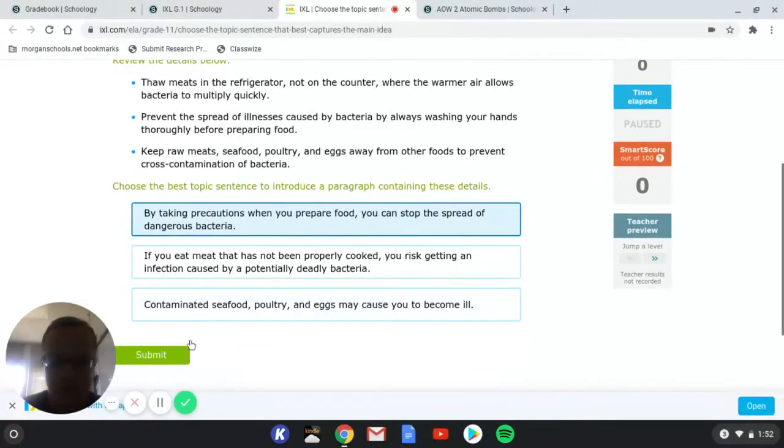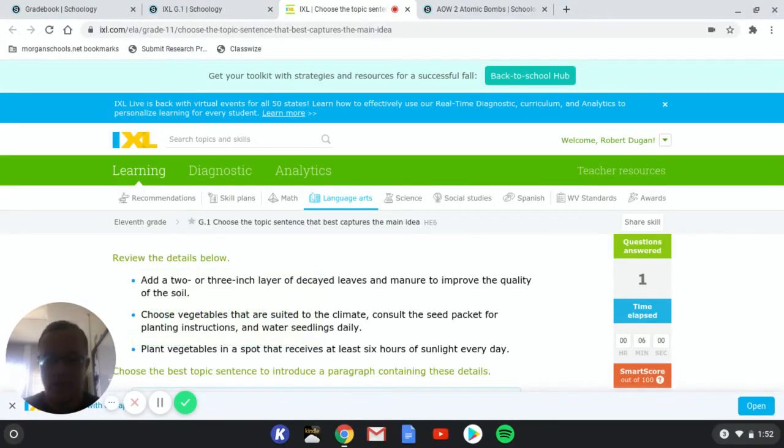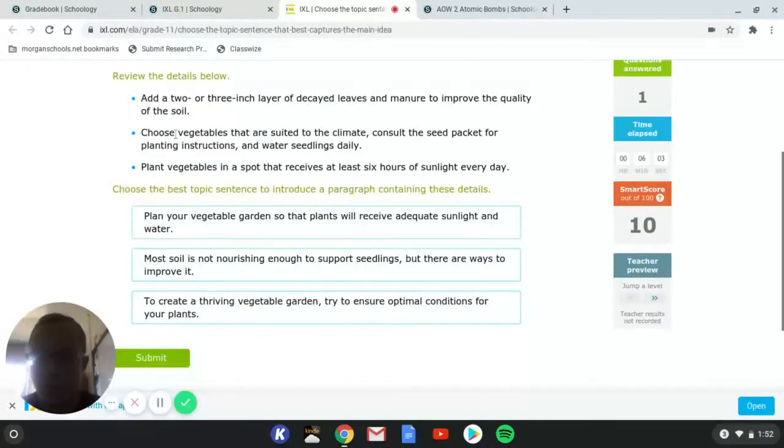Okay, let's do one more here at this level. Add a 2 or 3 inch layer of decayed leaves and manure to improve the quality of the soil. Choose vegetables that are suited to the climate. Plant vegetables in a spot that receives at least 6 hours of sunlight every day. Okay, so these are our detail sentences, and these will be our main idea sentences that we're trying to figure out, which of these three sentences fits all three of these details.